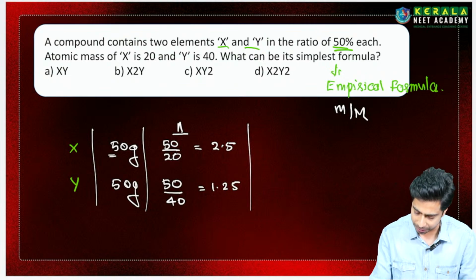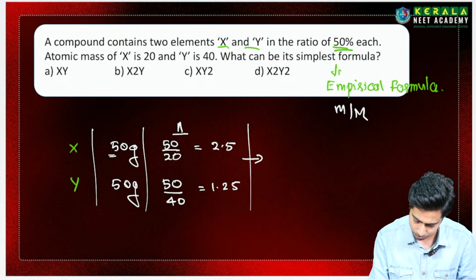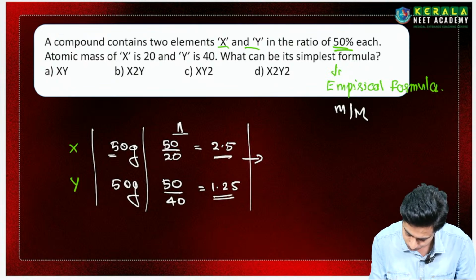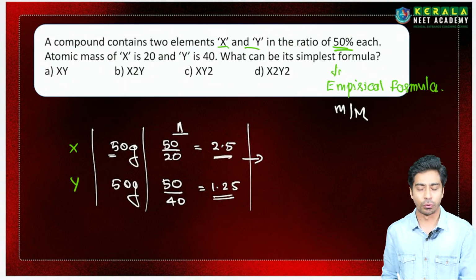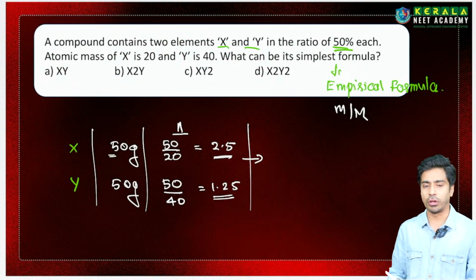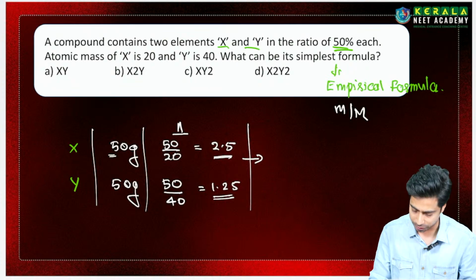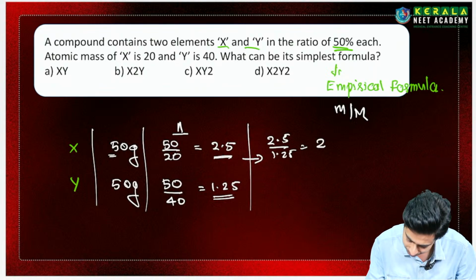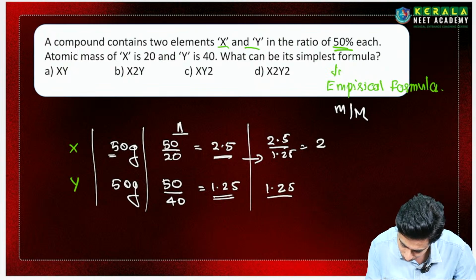Now you have to divide by the smallest number. This number of moles, you divide by the smallest. Now of 2.5 and 1.25, the smallest number is 1.25. You divide both numbers of moles by 1.25. 2.5 divided by 1.25 is equal to 2. Next, 1.25 divided by 1.25 is equal to 1.